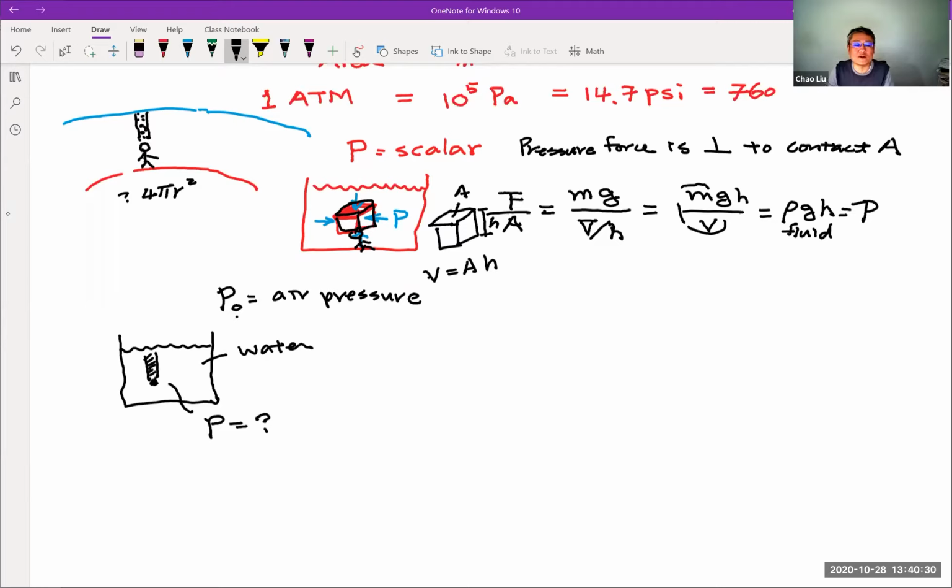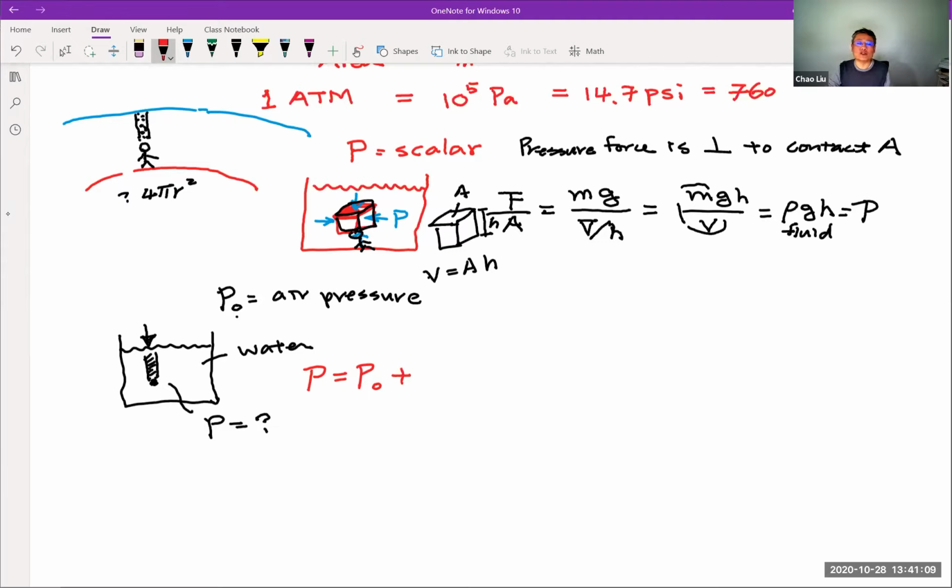You're also going to feel the pressure from the air because the air pressure also pushes downwards. So at the bottom of the water, you're going to have two pressures. One pressure is coming from the outside, which is the air pressure. So the pressure that you're going to have is going to be that plus the pressure from the water, because you are underneath the water and all this weight of the water is going to push on you.